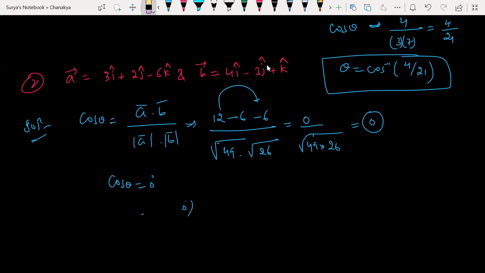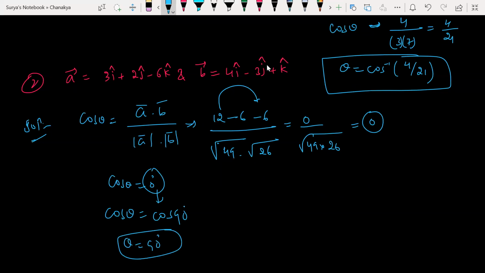Haan, if you don't understand it like this, look at this. So cos theta is equal to, when cos 90 is 0, right? So theta is what now? 90 degrees. I can just remove cos on both sides. I can get 90 degrees like this.